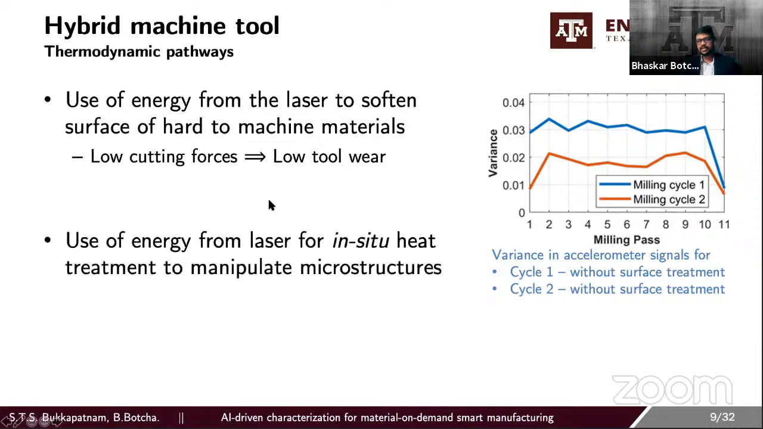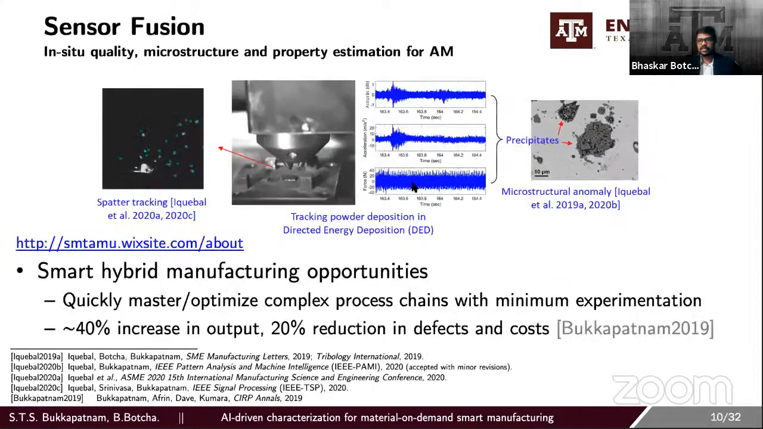So this construction allows us to use these thermodynamic pathways and the energy from the laser for in situ heat treatment to manipulate the microstructures, as well as lower the cutting forces to help prolong the tool life. So that is one more advantage of this hybrid machine tool. I'm building on this hybrid machine tool concept, and we'll build a sensorized hybrid machine tool around this and see how it can be used for our characterization purposes.